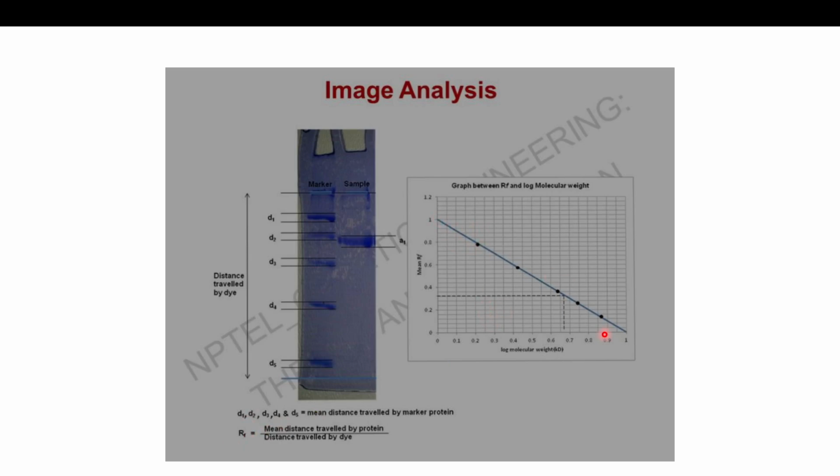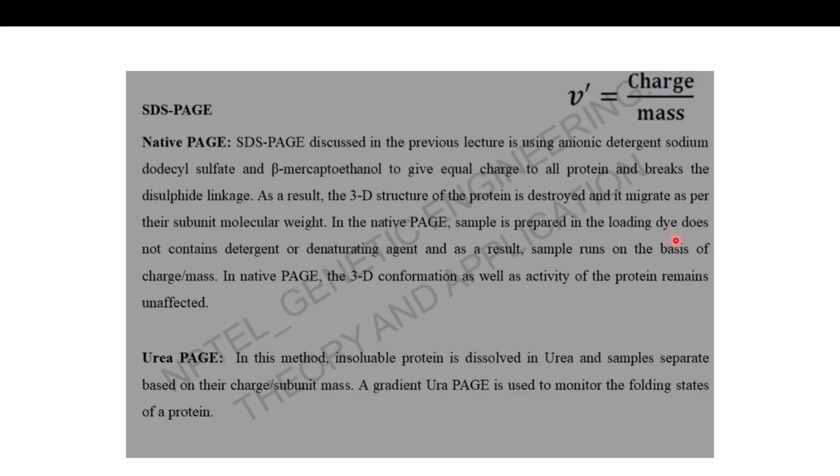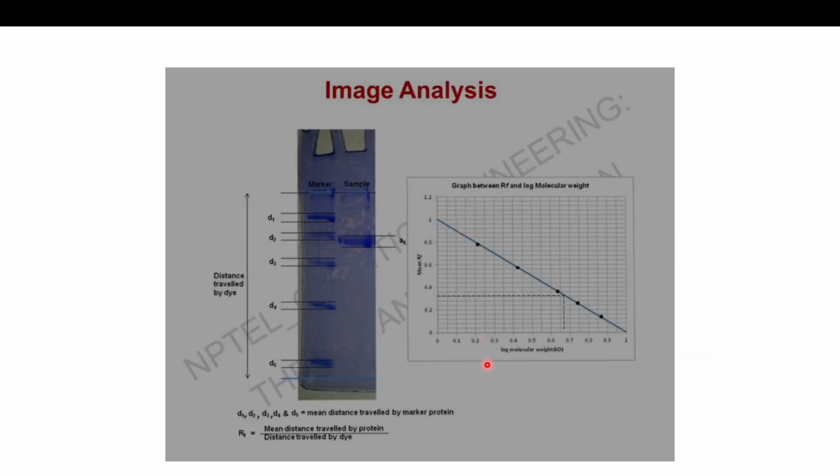And then, based on the curve and the sample's distance here, it will have a certain value, the RF value. Based on that, you can extrapolate using the standard curve and determine the molecular weight of your protein of interest. Okay, this is how you will be determining the molecular weight of your protein of interest.